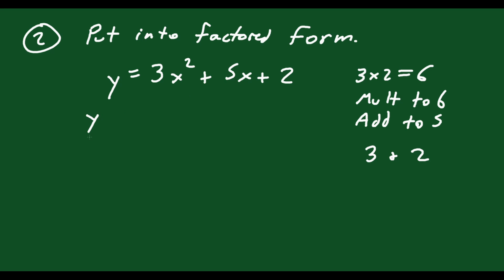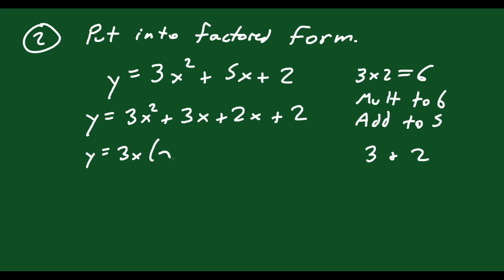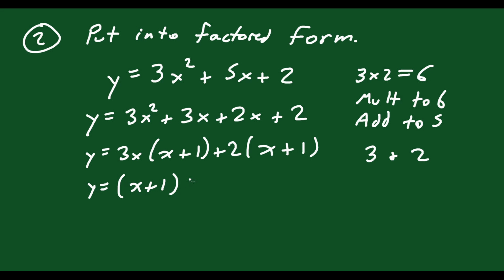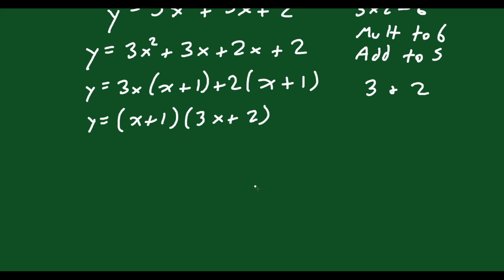We decompose that middle number, so 3x squared plus 3x plus 2x plus 2. We factor by grouping: 3x times x plus 1, plus 2 times x plus 1. Y is equal to x plus 1 times 3x plus 2. So now that it's factored, we can determine where the roots are, right? So the roots, you set each of these brackets to 0.